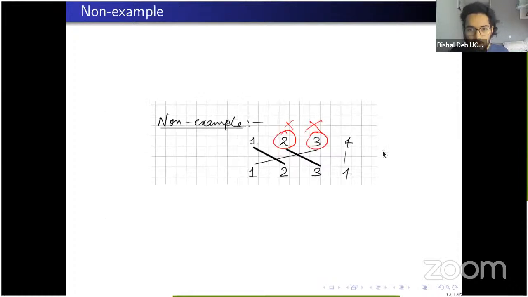And let me also give a non-example. So this is the permutation where 1 goes to 2, 2 goes to 3. Here the even goes to something larger and the odd goes to something smaller. So this is not allowed. So this is not a D permutation.